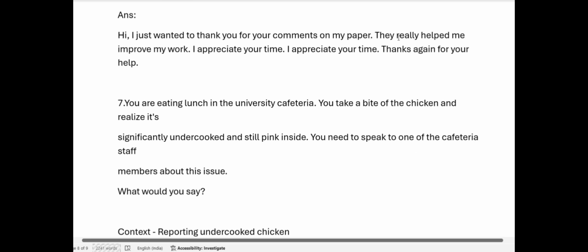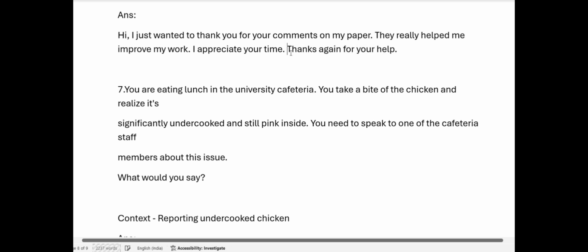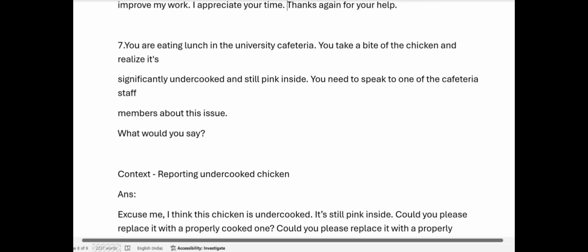Reporting undercooked chicken. Excuse me, I think this chicken is undercooked. It's still pink inside. Could you please replace it with a properly cooked one? Thank you.